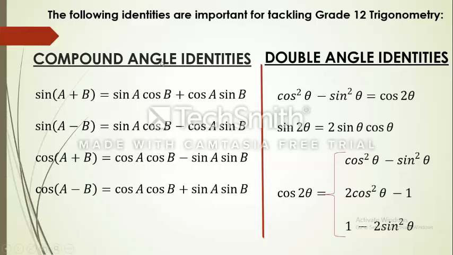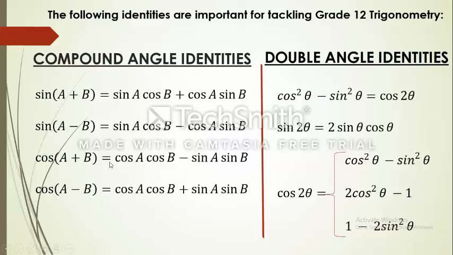We have compound angle identities and double angle identities. Compound angle identities, there are 4 of them. The first one being sin(A + B) simplifies to sin A cos B + cos A sin B. Sin(A − B) simplifies to sin A cos B − cos A sin B.